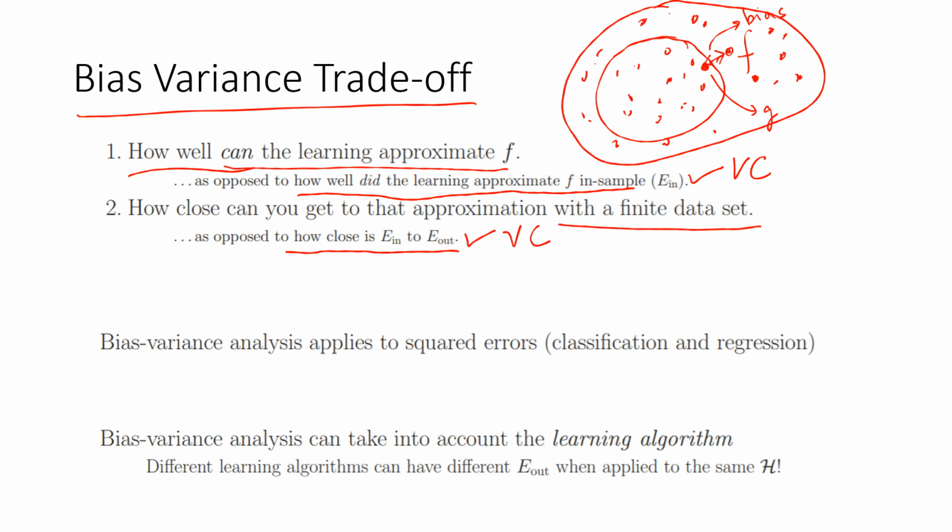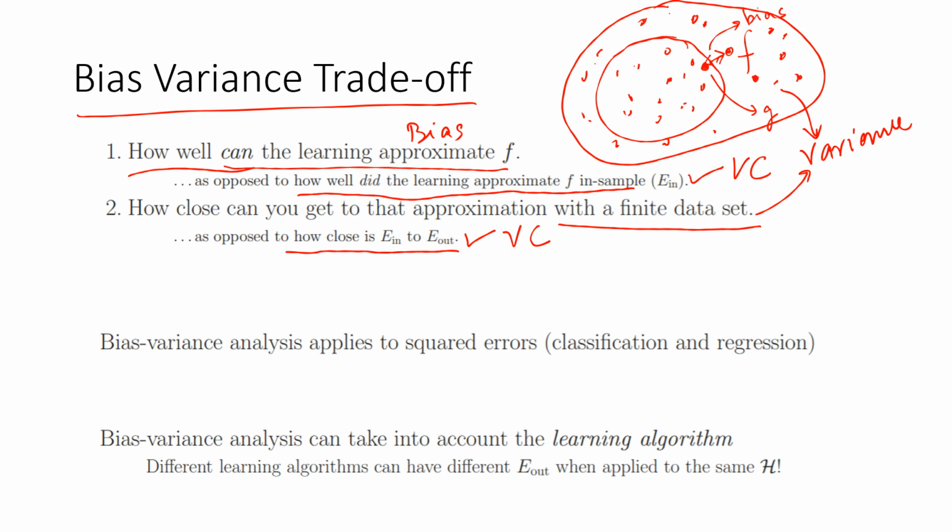So basically, to find that best G, I have to get into the data, and then depending on which data set you have, you will have this variance around your best function. That variance is known as the variance component in this bias variance analysis. So the first question is essentially pointing towards bias. The second question is pointing towards variance.